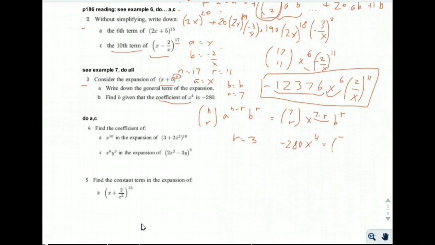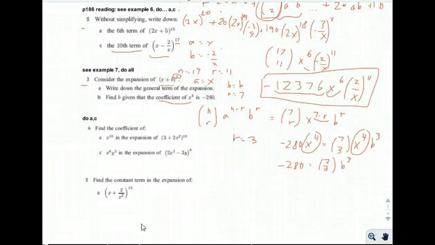So they're saying the x to the 4th term is negative 280 x to the 4th. And so if we write that out, in this case, we already know that r is 3. And then x to the 4th, b to the 3rd. Okay, so basically x to the 4th, x to the 4th, we can equate the rest. So it would be negative 280 is equal to 7 choose 3 b cubed. And from this we can figure out what b cubed is.